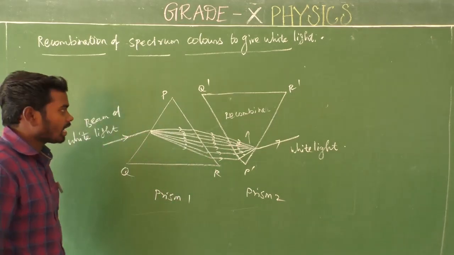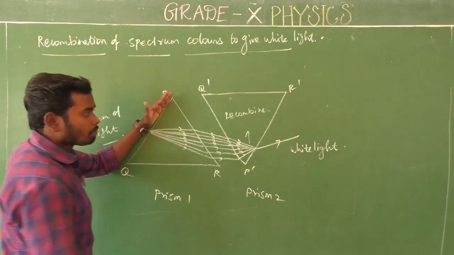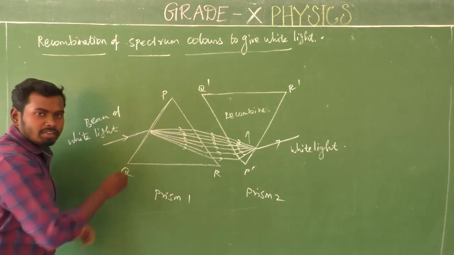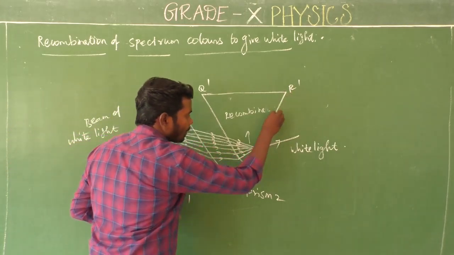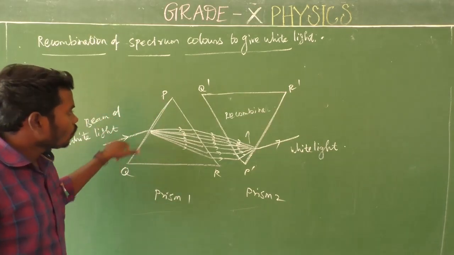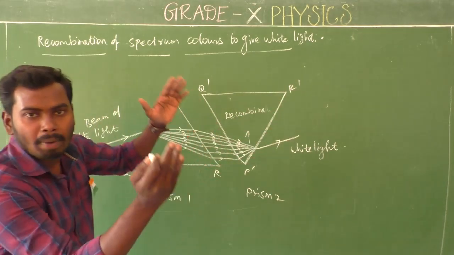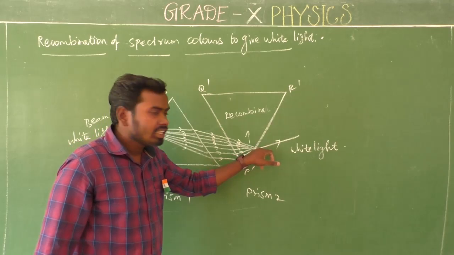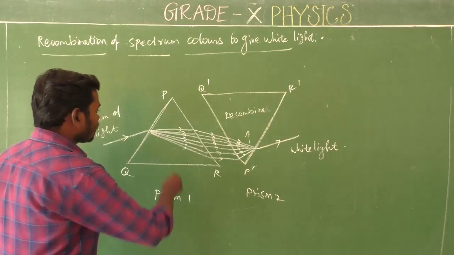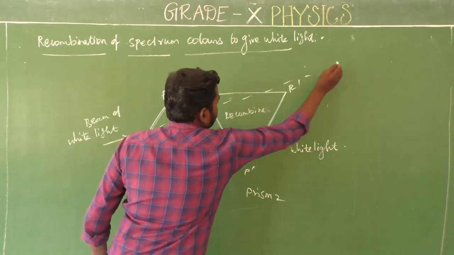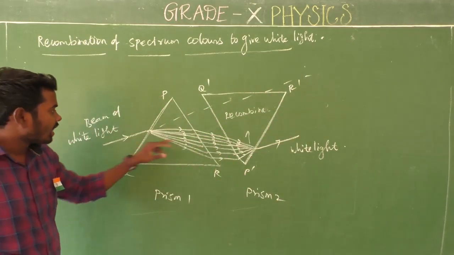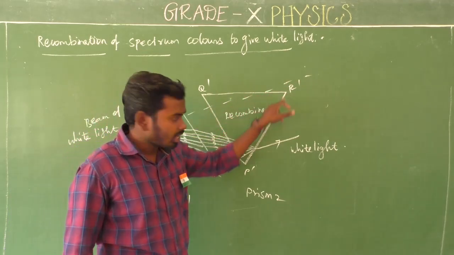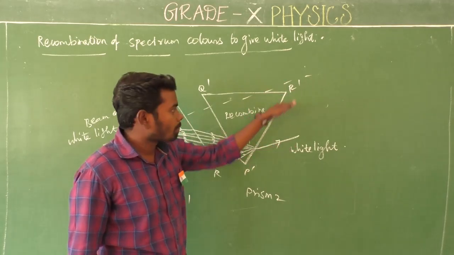As well as there is another reason: this surface is parallel to this surface. Am I right? The surface of PQ is parallel to the surface of the second prism P dash Q dash. Here PQ and P dash R dash are both parallel to each other. So whenever two surfaces are parallel to each other, the incident ray and the emergent ray will be parallel to each other. Am I right? Like this. Yes. If the glass prism is not here, it will be the original path. So this original path of the light ray and this emergent ray, which means the white light, are both parallel to each other.